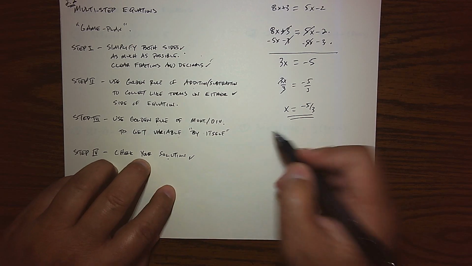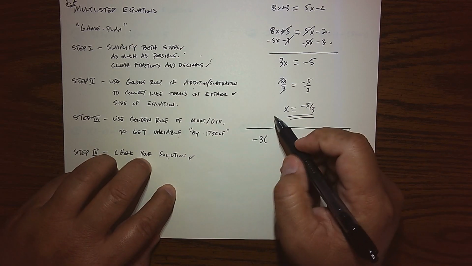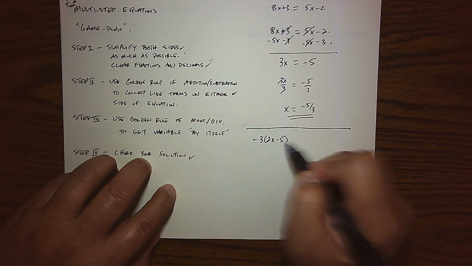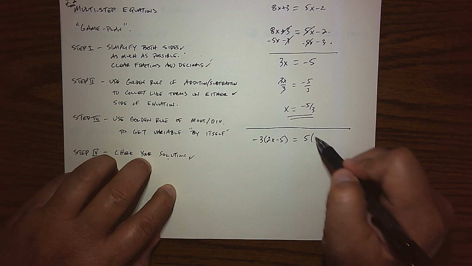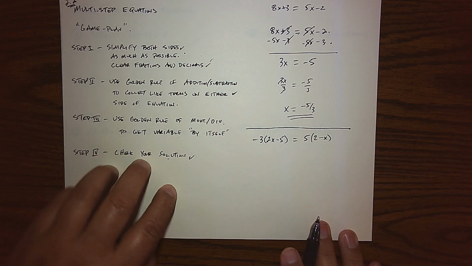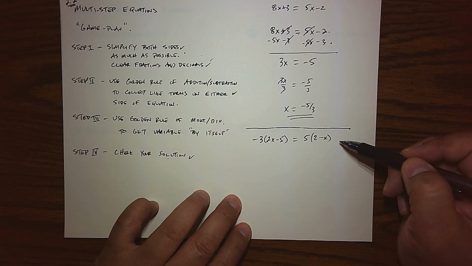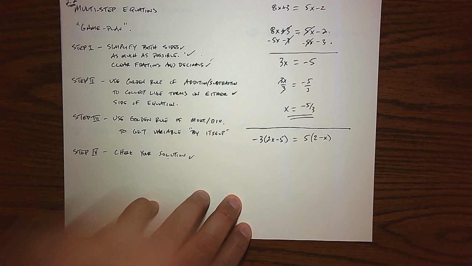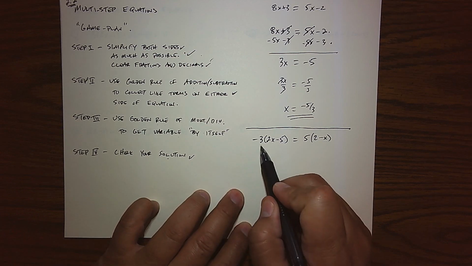So let me do one more example. Right, this one we have negative 3 times the quantity 2x minus 5, and it's set equal to 5 times the quantity 2 minus x. So again, there's a little bit more going on in this one, though we definitely have to start with step 1, where we simplify both sides as much as we possibly can. So I'll begin by doing a distribution.